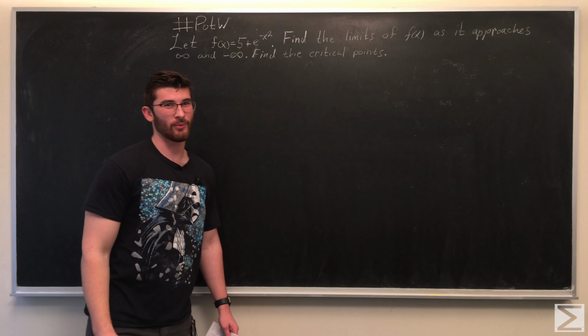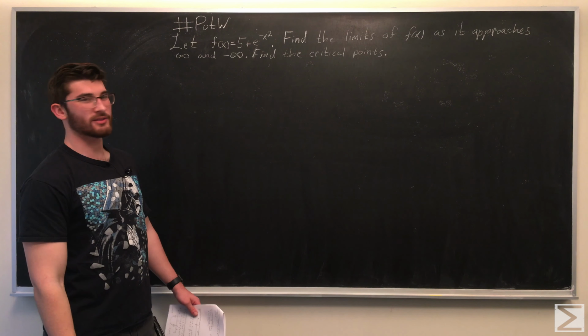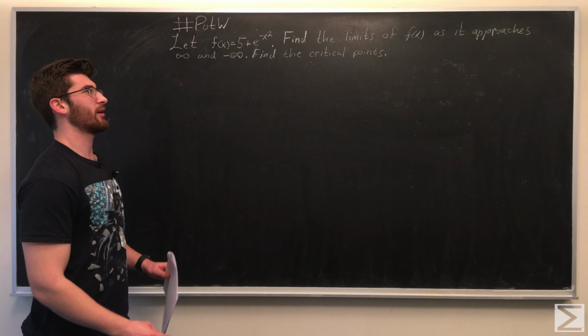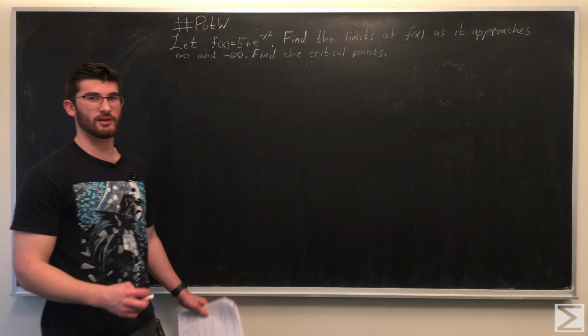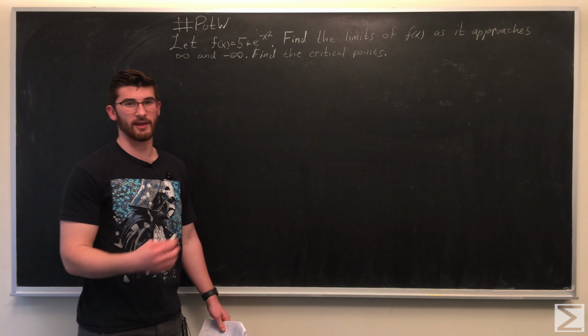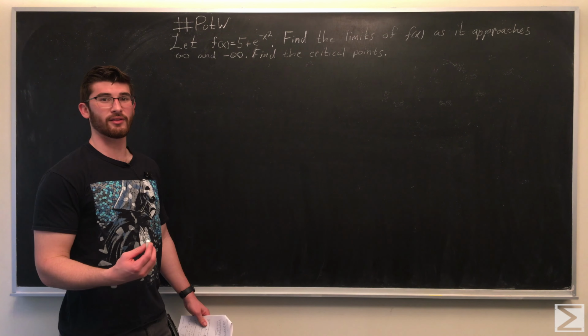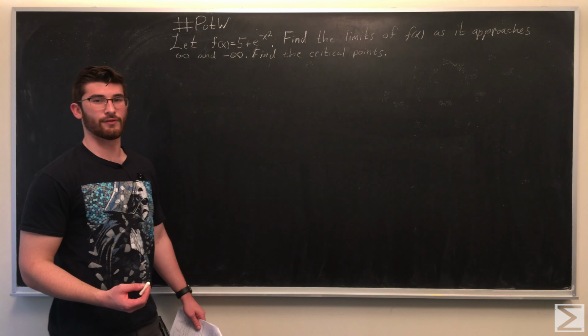In this week's problem, we're given f of x equals 5 plus e to the negative x squared, and we're being asked to find the limits of f of x, both as it approaches negative infinity and infinity, and then find the critical points of the function.